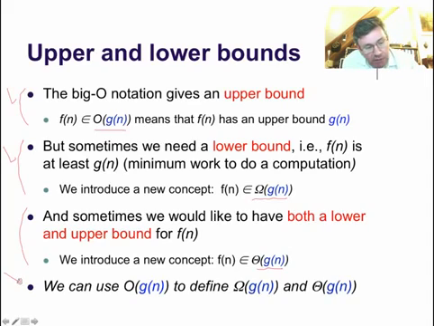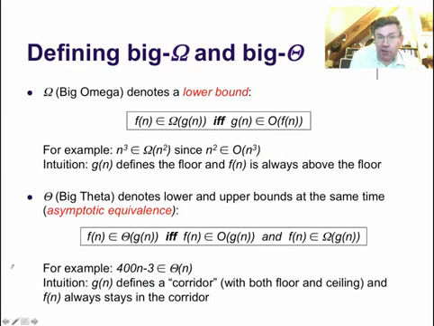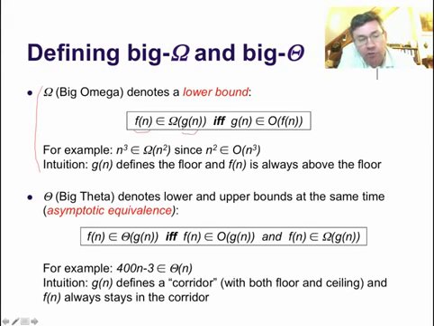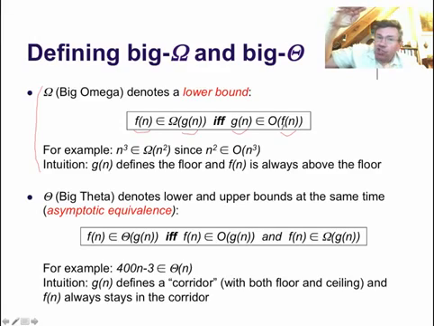Now let's see how we define them. In fact, they're very easy to define. We've already done the hard work. The hard work is the definition of the big O. So big omega and big theta are easy once you know big O. So big omega denotes the lower bound. So F is big omega of G if and only if G is O of F. So if F is an upper bound to G, then G is a lower bound to F.